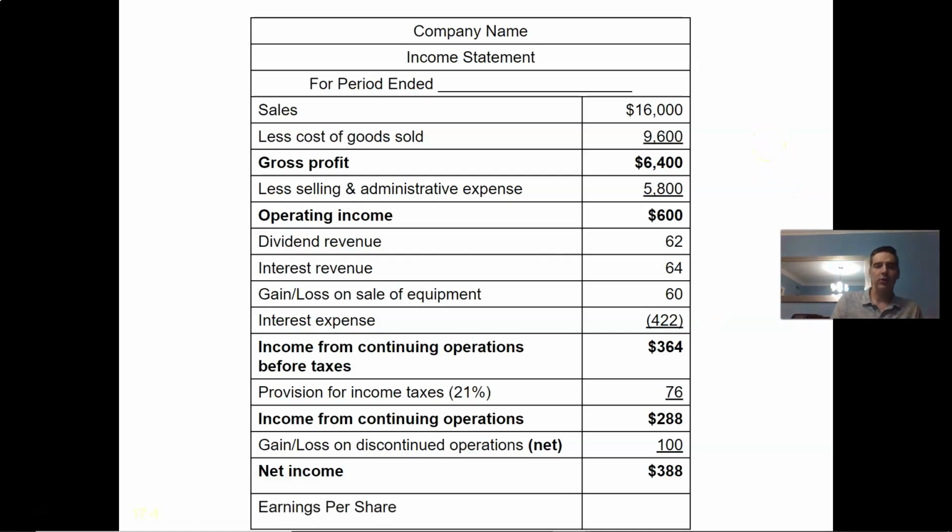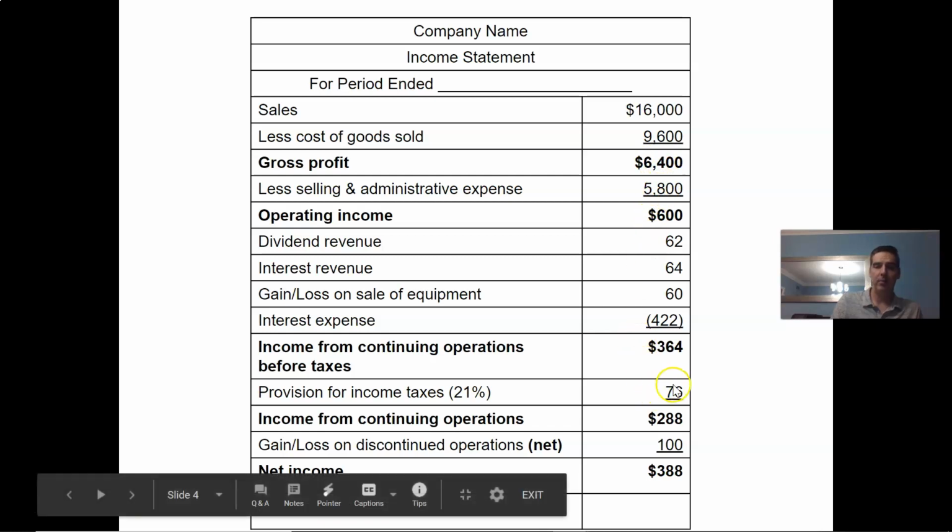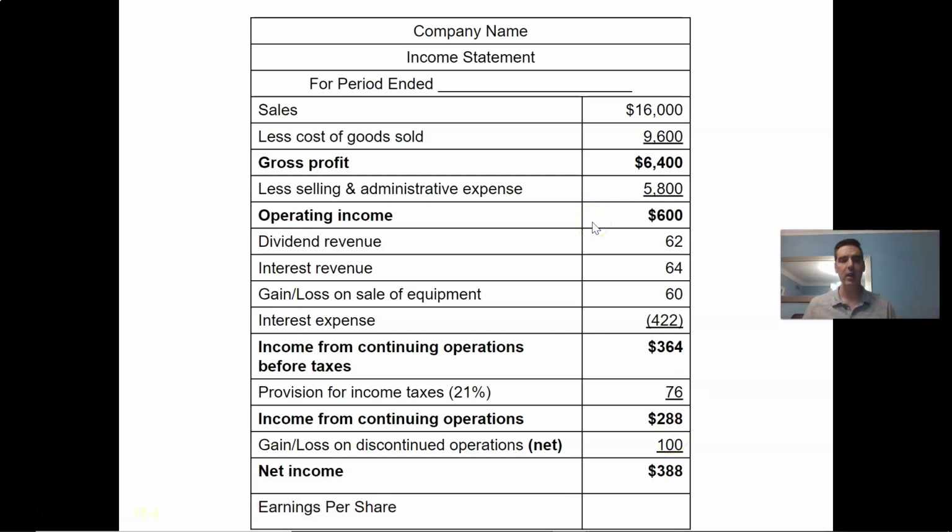All right, so then we have our continuing operations before taxes, and that's the difference between the operating income and all the others here. And then we have our provision for taxes at 76. We work our way down to income from continuing operations at 288.